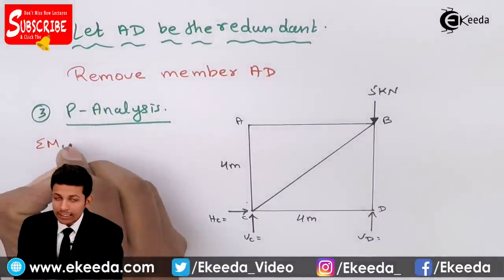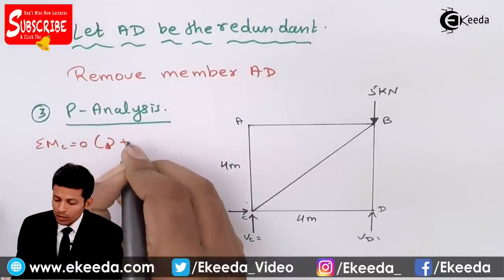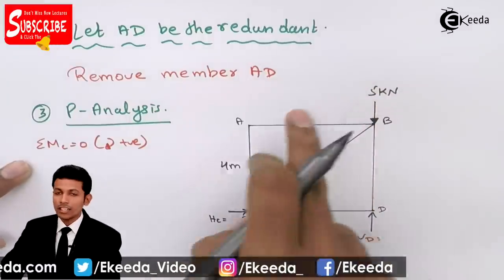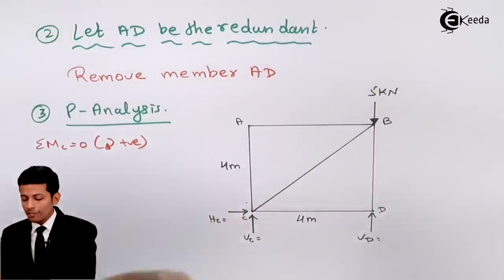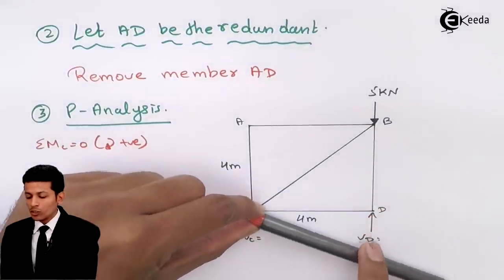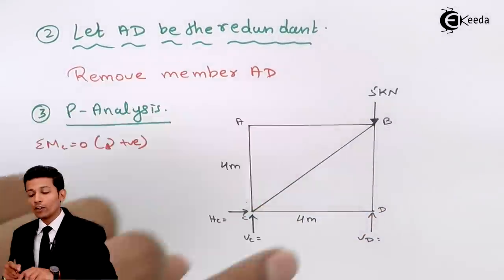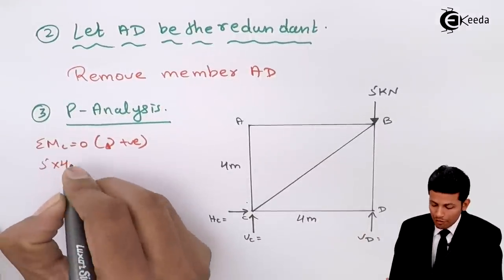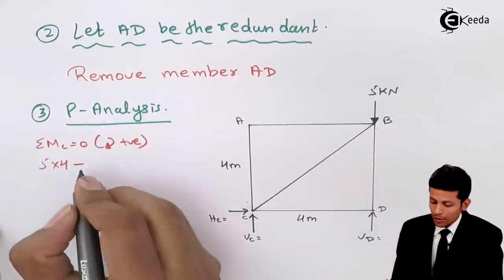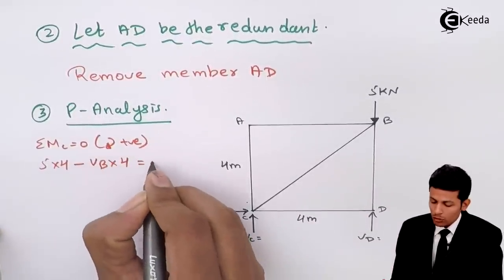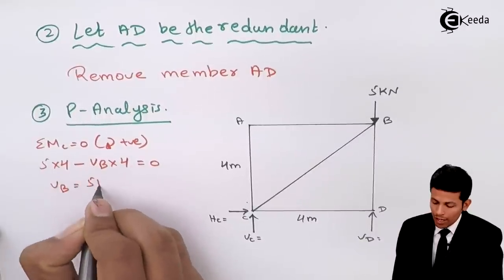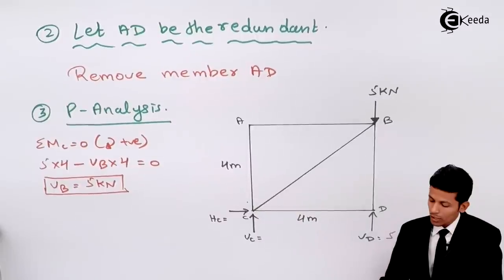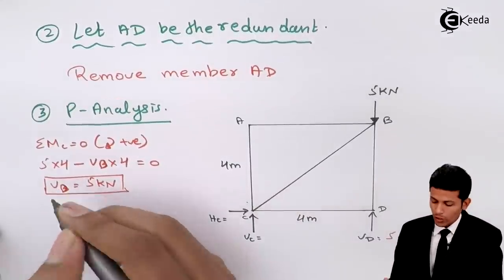Taking moment at C equal to 0, clockwise positive, to find this VD, sorry. So what's the value will come? See, this 5 will going this direction, means clockwise. So take a rod and fix at C. This 5 kilonewton is applying over here. So this is rotating in clockwise direction. So 5 into 4 distance positive. So you will write 5 into 4. After that minus VD into 4, VD into 4 is equal to 0. Here VD value will be 5 kilonewton. So your VD will be 5 kilonewton. This is VD, not VB. Okay, this is VD friends.